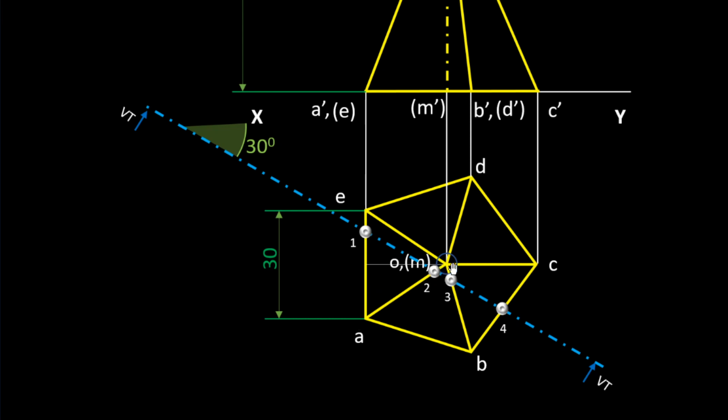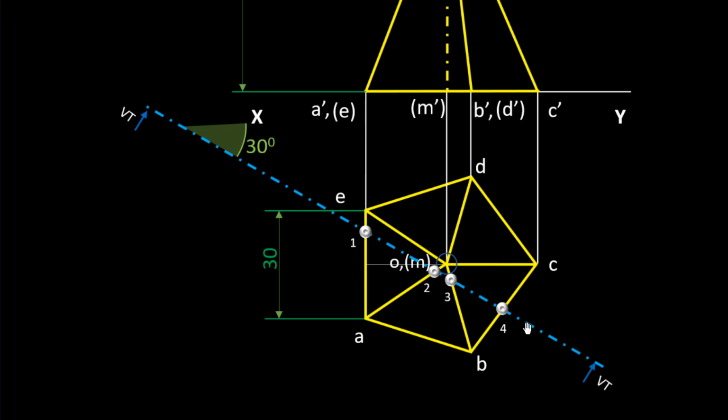AE is the base, actually OA is a slant edge. The second point is on the slant edge OA. Again moving along the section line, the third one is on the slant edge OB, point 3 on OB. Again moving along the section plane, finally point 4 on base edge BC, right? Then again moving along the section plane, there we have no edges, the solid is completed.